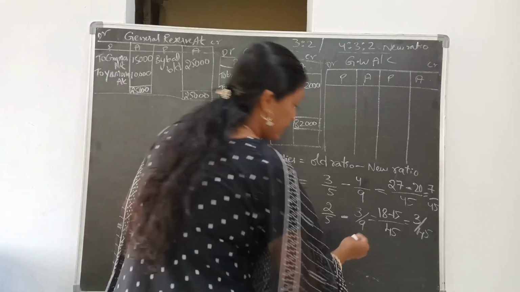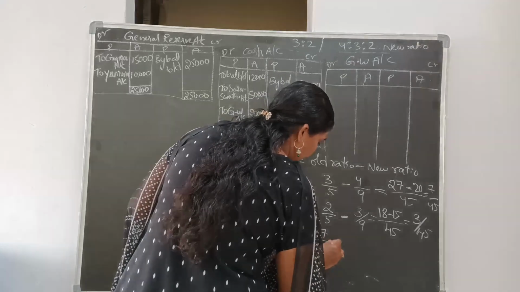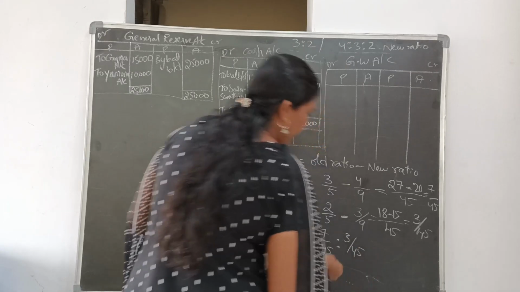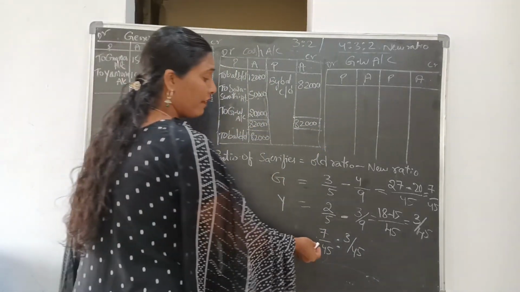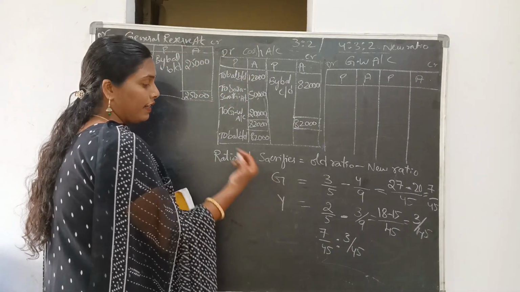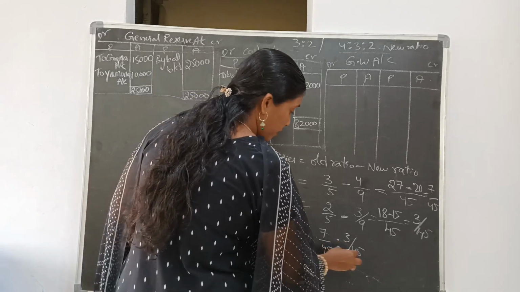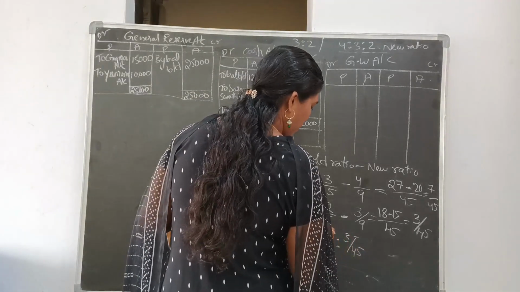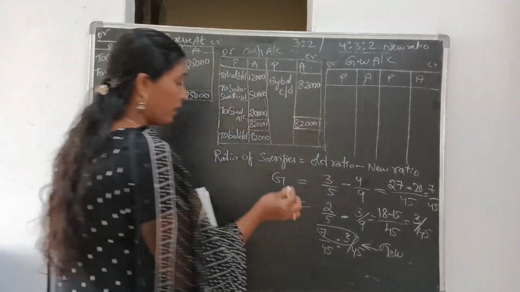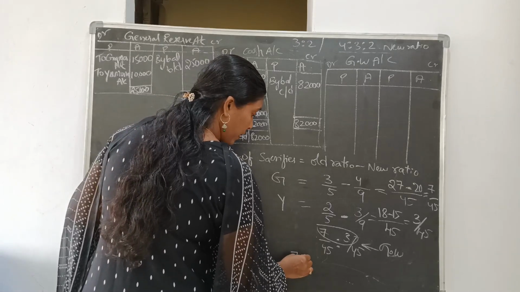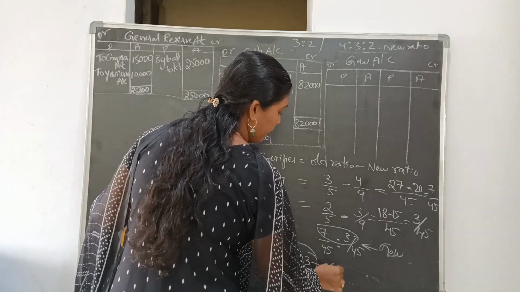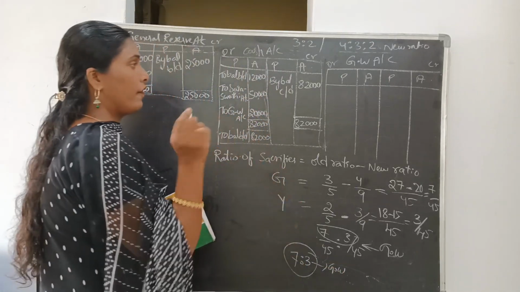Now, okay, 7 by 45 and 3 by 45 are the sacrificing ratios of Ganga and Yamuna. So the denominators are the same. So in this ratio we are going to distribute goodwill. Only goodwill we are going to distribute in 7:3 ratio. This is called the ratio of sacrifice.